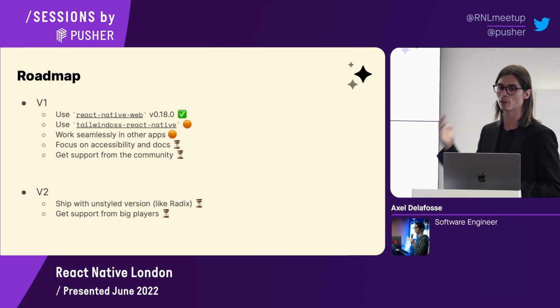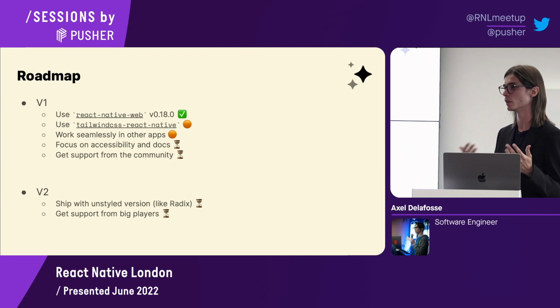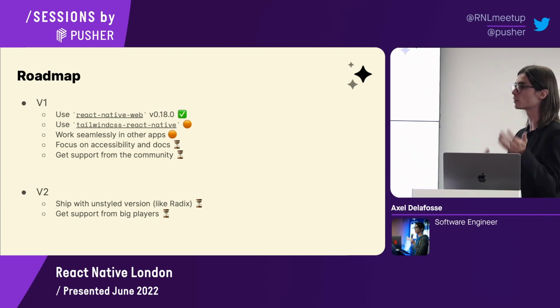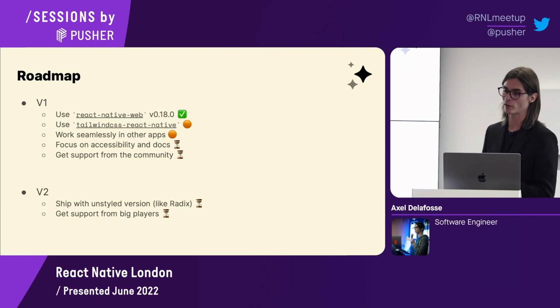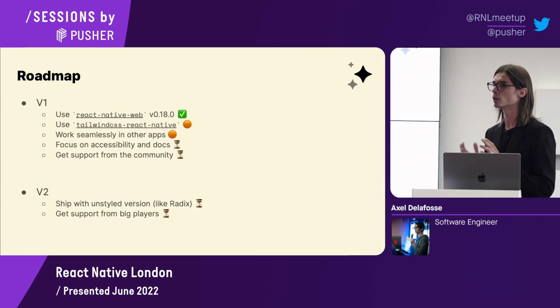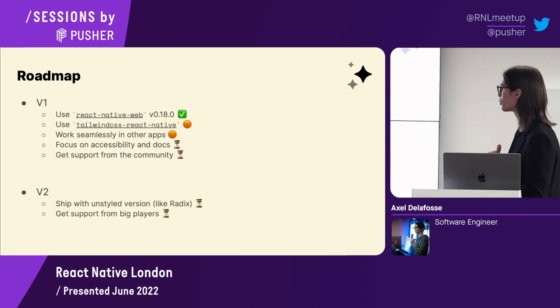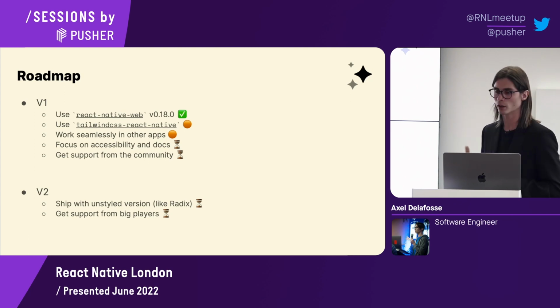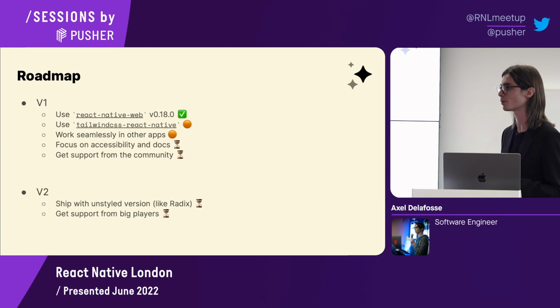Then we want to make it work seamlessly in your apps. So I'm talking with some people to actually make this happen. Then we'll focus on accessibility and creating some docs, and finally getting some support from the community. And the V2 will be all about styling, shipping with an unstyled version of the components. So that's really the end game of our library. It's to create a Radix-like experience for developers. I'll go back to this in a sec. And then getting support from big players. So that could be Expo, Software Mansion, but also big companies like Microsoft, Facebook, and others.